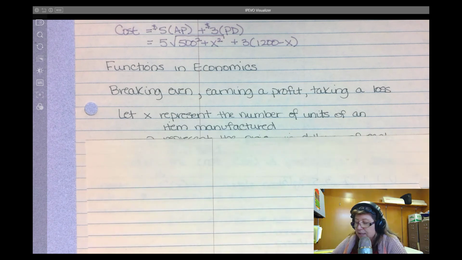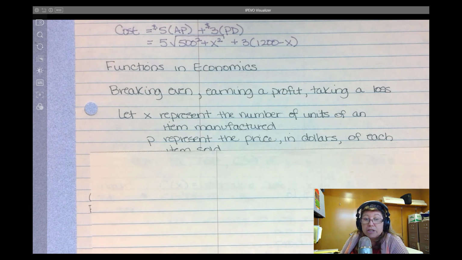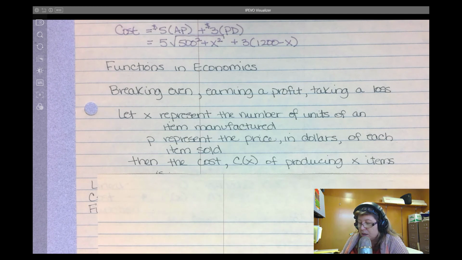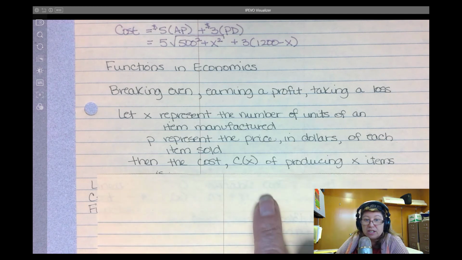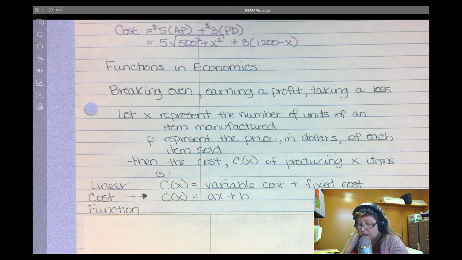Now, if X represents the number of units that we can manufacture, P is going to represent the price in dollars of each item sold. So let's say we're manufacturing pencils, and P is going to be the price at which we sell the pencil. X will be the number of items that we actually make. Then the cost function, which is C of X, of producing those X number of items is going to be C of X equals the variable cost plus the fixed cost. This is what's called the linear cost function.